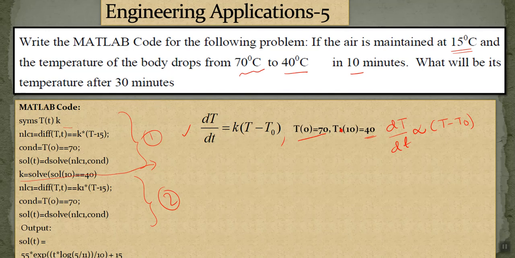For solving this problem, T is a function in terms of t. K is also a constant. Now write the equation, I will call it by some name. Diff function of T comma capital T comma small t double equals K into T minus T naught, which is 15. Some condition is also given: T naught equals the initial condition, 70 is given. Then apply the dsolve function, and you will get the solution. Actually, you will get the solution in terms of K only.